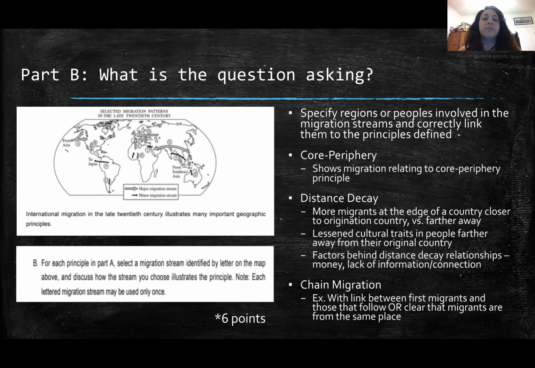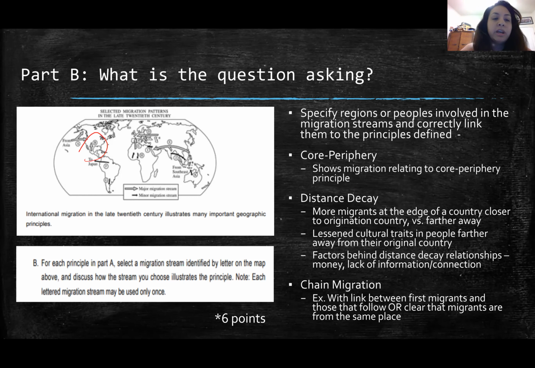All right, so letter B. What's the question asking? For each principle in part A, so again, you've got to go back to the core periphery, distance decay, and chain migration. You're going to specify streams, and you can't reuse a stream. So the first one, core periphery, shows migration relating to core periphery principle.